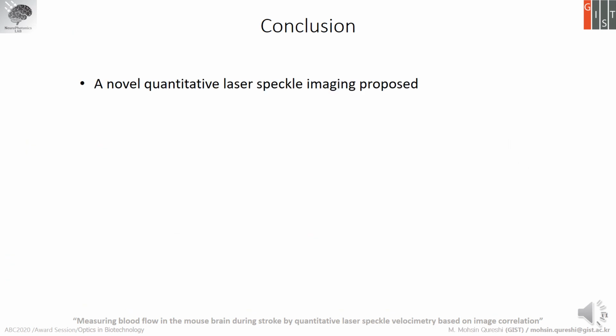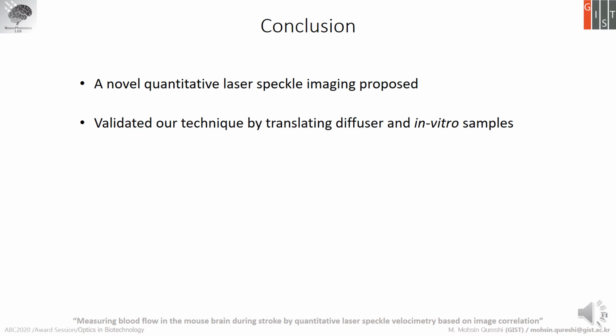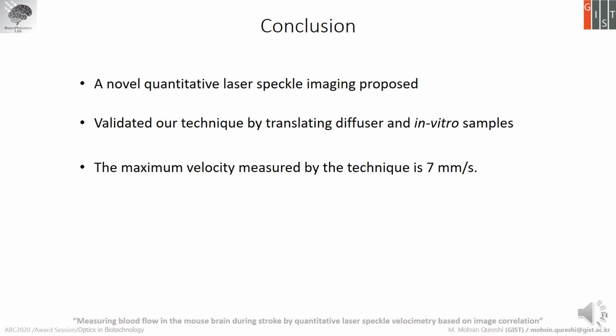Conclusion. So, we created a novel quantitative laser speckle imaging technique used for making velocity maps for in vivo cases. We validated our technique with a translating diffuser and in vitro samples. The maximum velocity which can be measured by quantitative laser speckle imaging is up to 7 millimeters per second. We also demonstrated a velocity map in a stroke model.